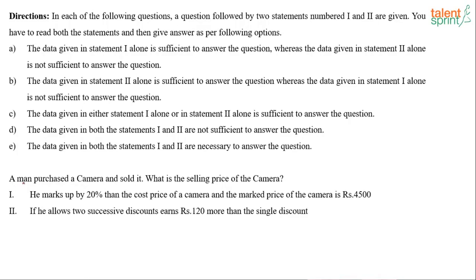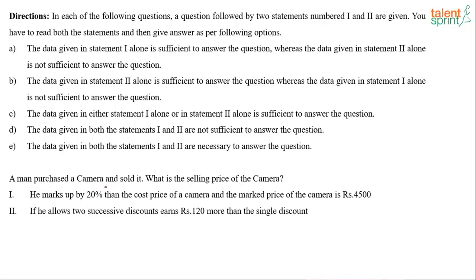See what it says. Basically, data sufficiency: in each of the following questions, a question followed by two statements numbered 1 and 2 is given. You have to read both the statements and then give the answer as per the following options. Data in 1 alone is sufficient, data in 2 alone is sufficient, data in either 1 or 2 is sufficient, data in both 1 and 2 together are not sufficient, and data in both 1 and 2 together are necessary. So these are the standard options A, B, C, D, E. Let's look at this question here.